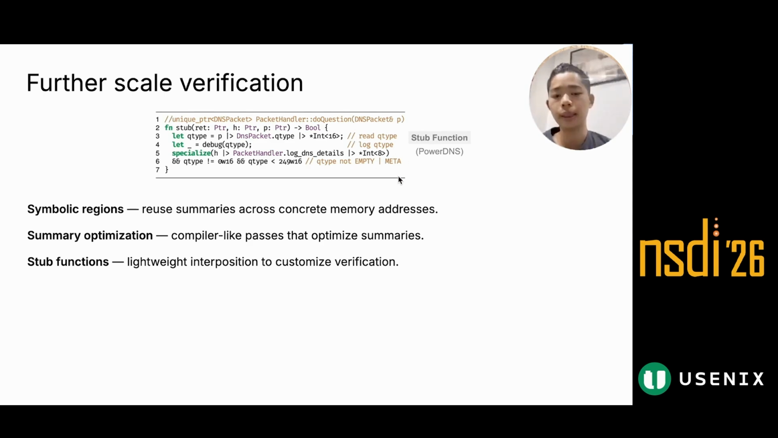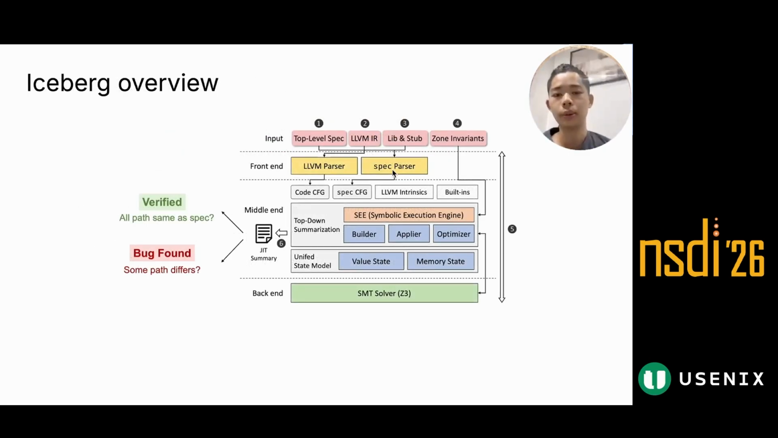This is the main mechanism to customize the summarization process. Putting it all together, here's the Iceberg workflow. The user provides a top-level specification of correct DNS behavior, the engine source code compiled to LLVM-IR, the stub functions, and a memory dump of the zone configuration, basically the memory state at the start of a query. Iceberg then runs push-button verification with no per-layer specifications needed.